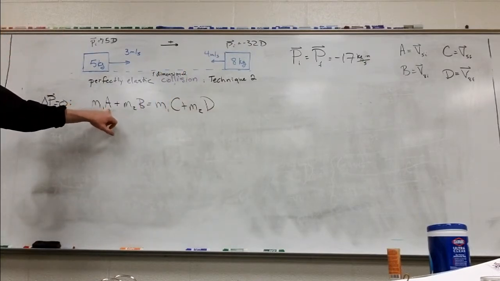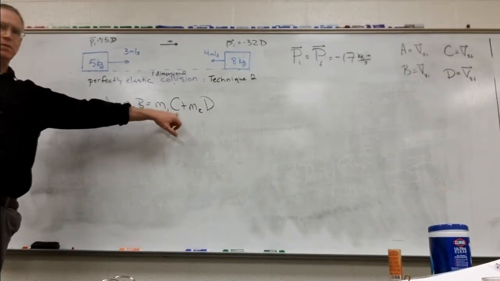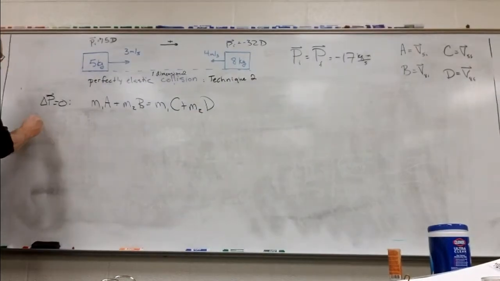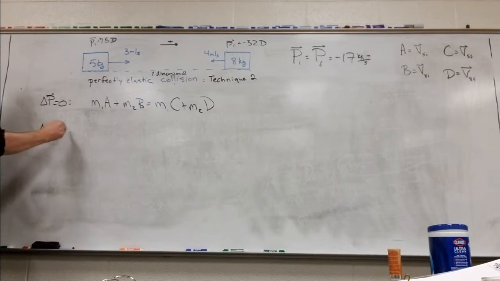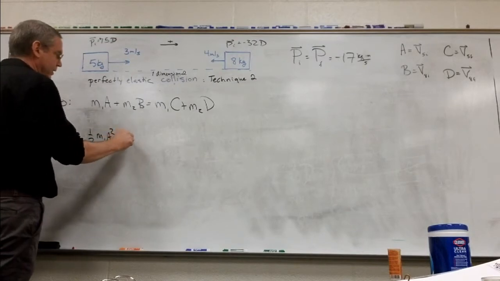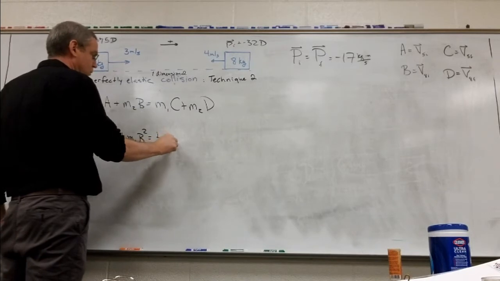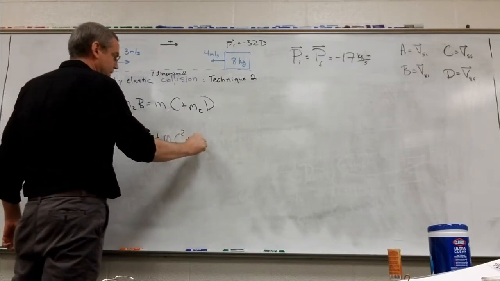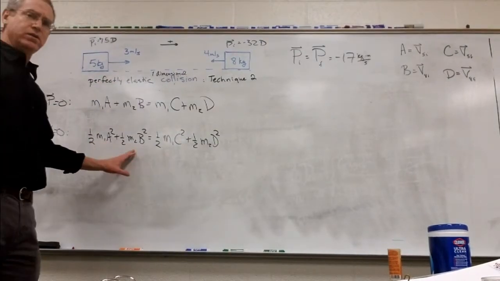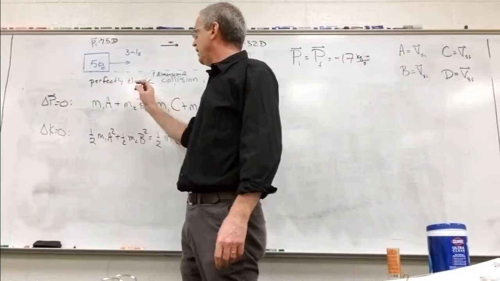Mass 1 times its initial velocity plus mass 2 times its initial velocity is equal to mass 1 times the final velocity plus mass 2 times its final velocity. All right, the fact that kinetic energy is conserved gives us 1/2 m1a squared plus 1/2 m2b squared equals 1/2 m1c squared plus 1/2 m2d squared. This is just the individual kinetic energies added together before being equal to the total afterwards. That's part of the perfectly elastic.